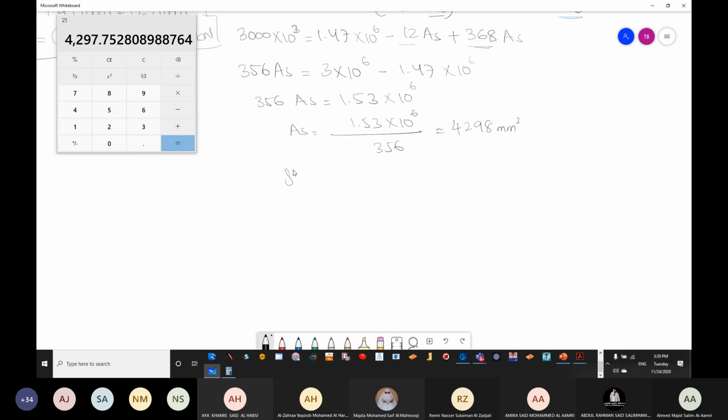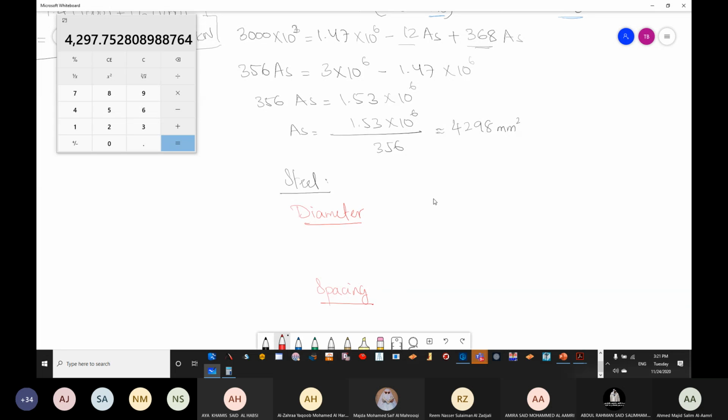So when it comes to steel in a column, we require two things. We require the diameter, and we require the spacing of the steel.